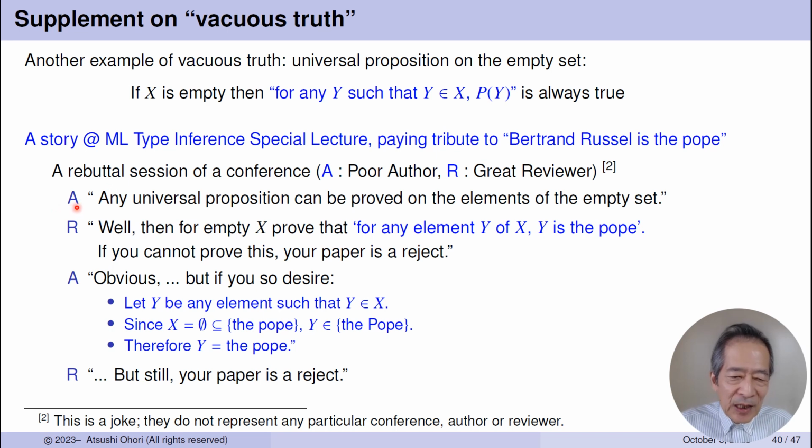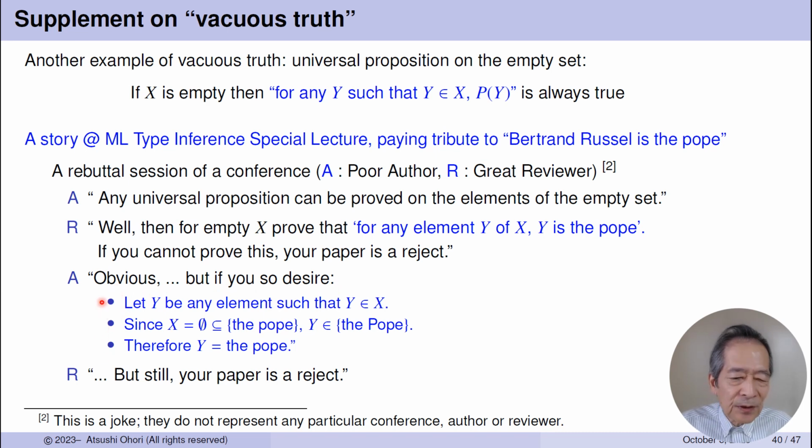The author claimed the following: any universal proposition can be proved on the elements of the empty set. Then the reviewer challenged, well, then for empty X, prove that for any element Y of X, Y is the Pope. If you can't prove this, your paper is a reject. Then the author replied, obvious, but if you so desire, and gave this proof.